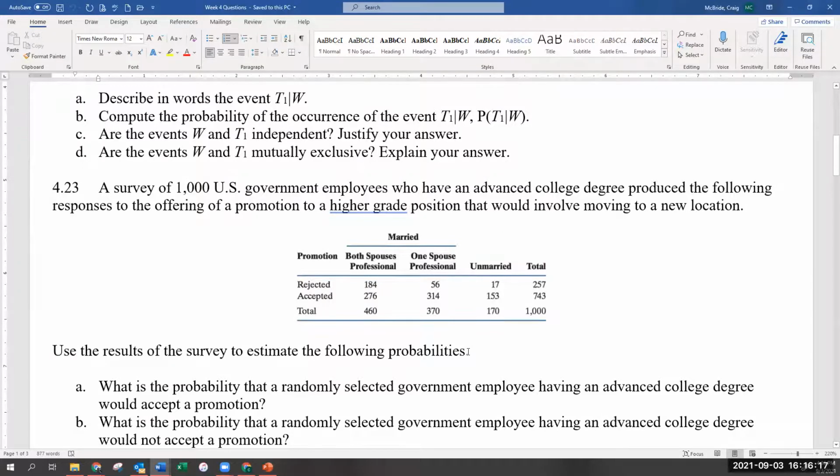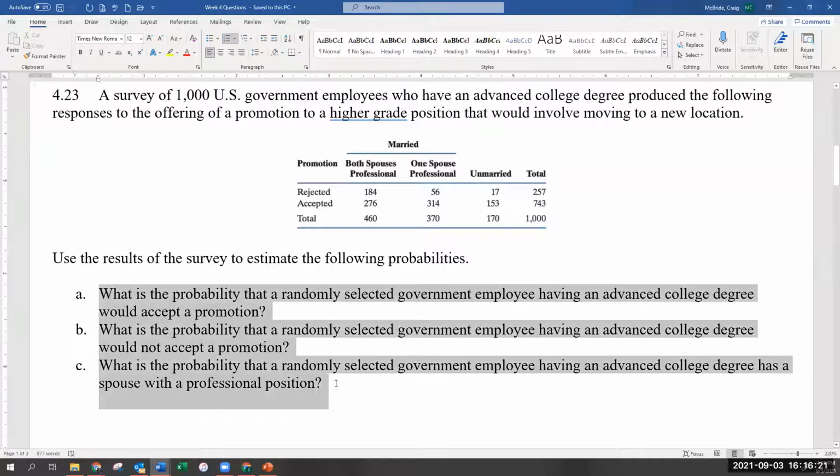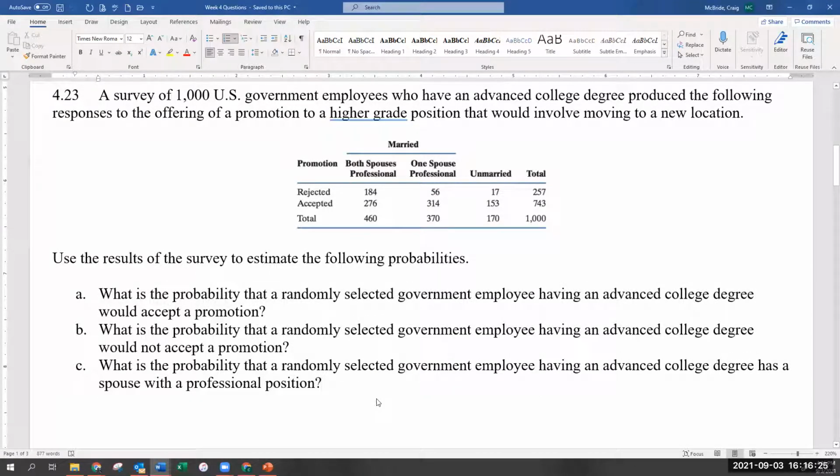Let's see. Here's another one where the wording can be misinterpreted. So if we look at the data up here, it's government employees who have an advanced college degree, and then whether or not they're given a promotion to a higher grade position. So here is whether or not they were promoted, rejected, and accepted. And then here is if they're married. When it says both spouses are professional, it just means that they have an advanced degree and their spouse also has an advanced degree. Here, when it says one spouse is professional, that just means they alone had an advanced degree and their spouse didn't. And then here, if they're unmarried, then of course, that's just how many of them had an advanced degree.